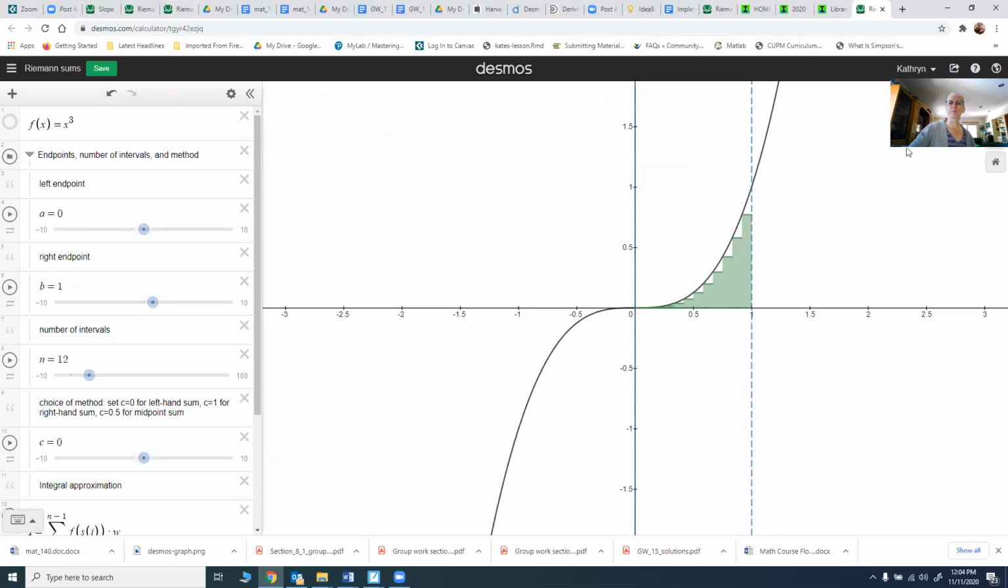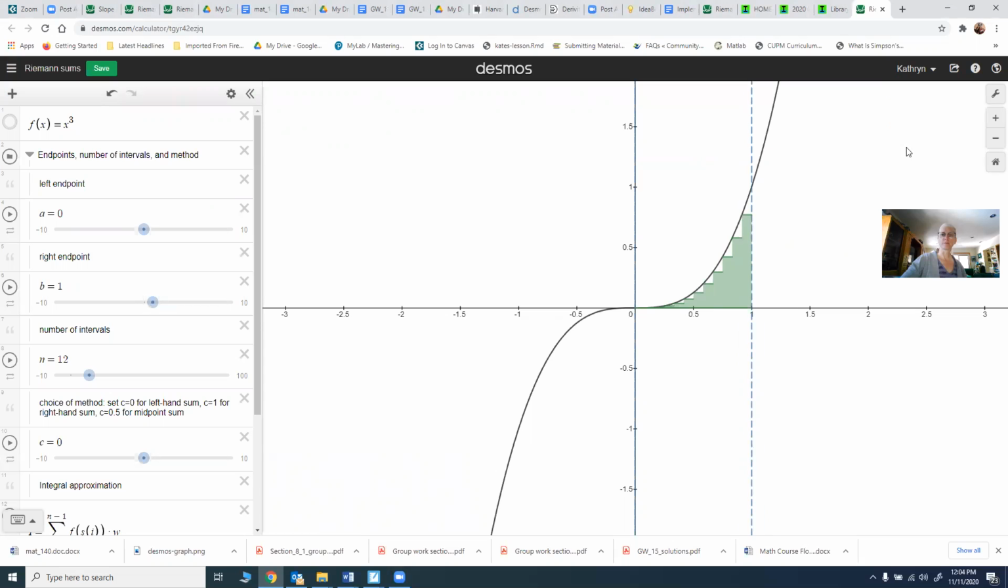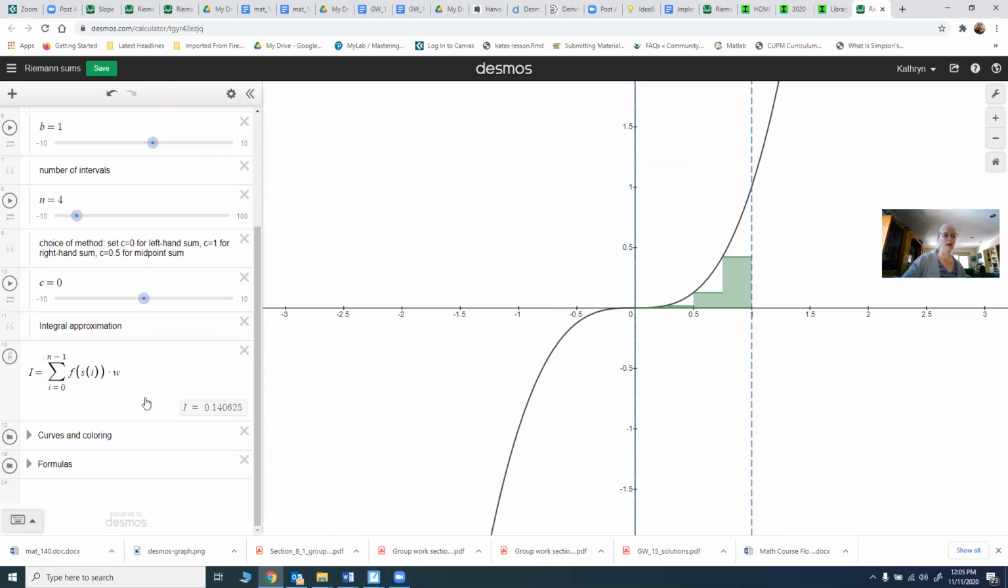And there's what my picture looks like. We went to having 4 rectangles, and there's what those values were. It's using the left endpoints, and there's 4 of them. So that's the same picture I drew. Notice again, there's extra space here and here, and you can't see the one there, that's right on there.